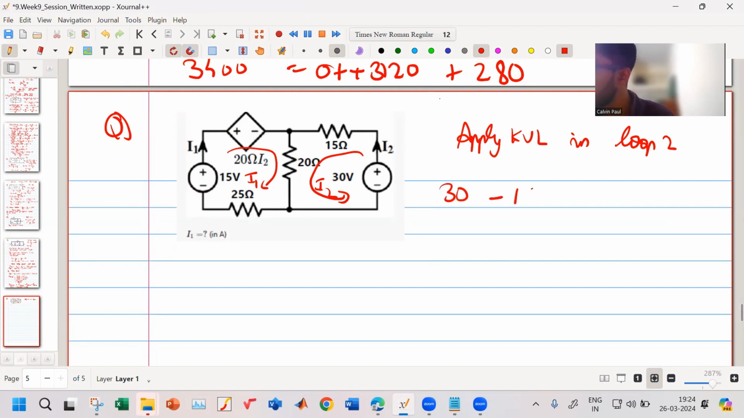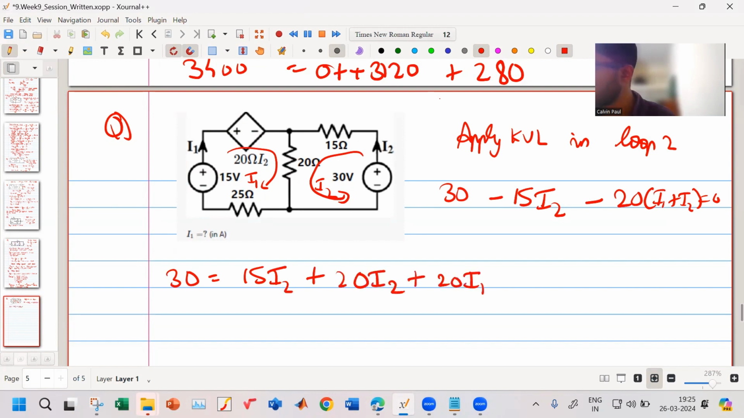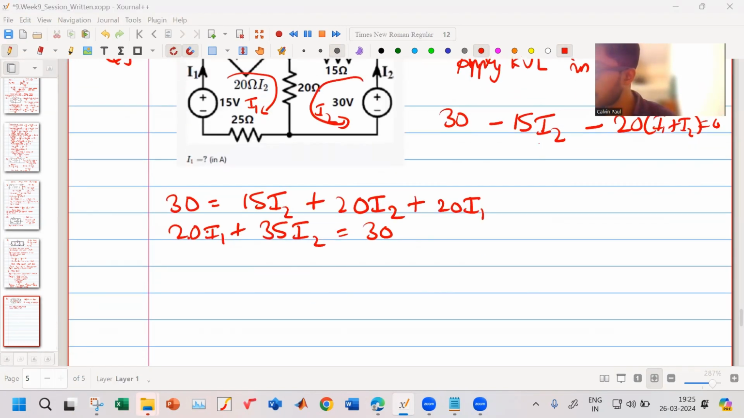30 minus 15 into I2 minus 20 into (I1 plus I2) is equal to 0. Okay, so I get 30 is equal to 15 I2 plus 20 I2 plus 20 I1, or write it as 20 I1 plus 35 I2 is equal to 30. Yes, sir. So I divide it by 5. So I write it down as 4 I1 plus 7 I2 is equal to 6. This is my equation 1.